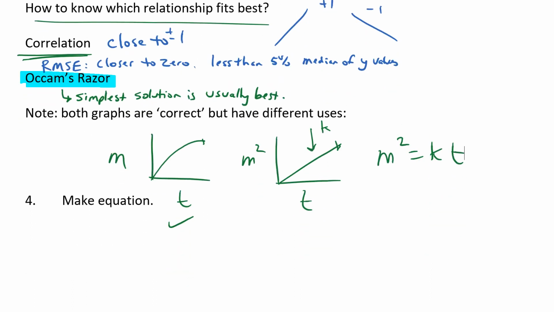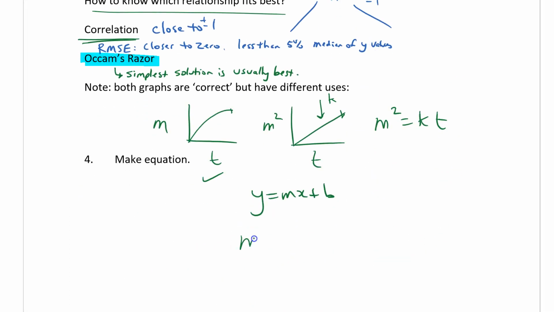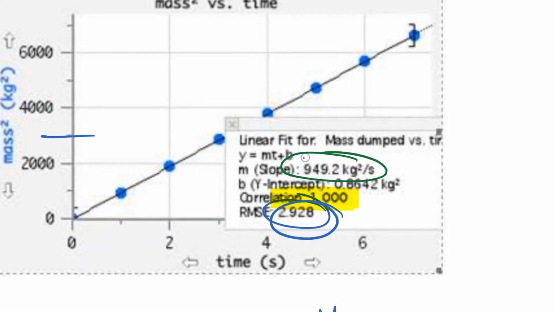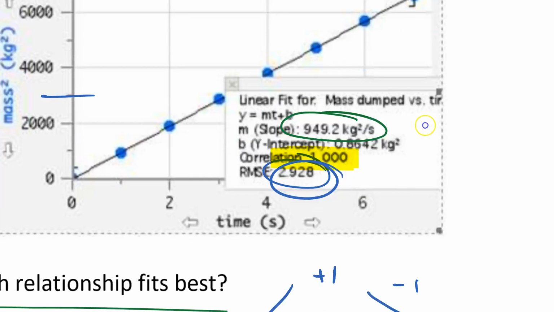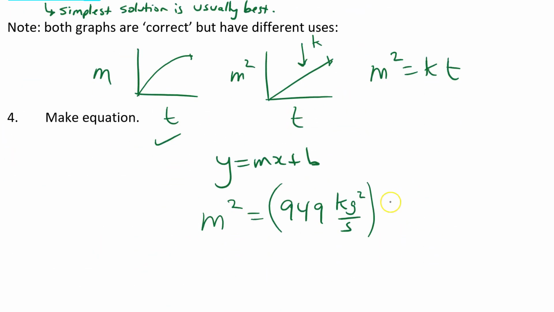So the last step is to make that equation. So let's take that equation, and normally we would say y equals mx plus b. In this last one, it's not y, it's mass squared. So I would say mass squared is equal to, now the slope, here is the slope, 949.2 kilograms squared over seconds. A little bit complicated, but we can write that in there. 949, I'll just leave it at that, kilograms squared over seconds. I'm going to put that in parentheses just so that it doesn't clutter up. And then the x is time, so I'll put t for time.